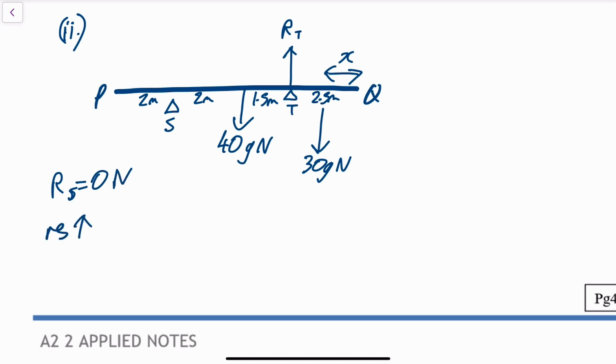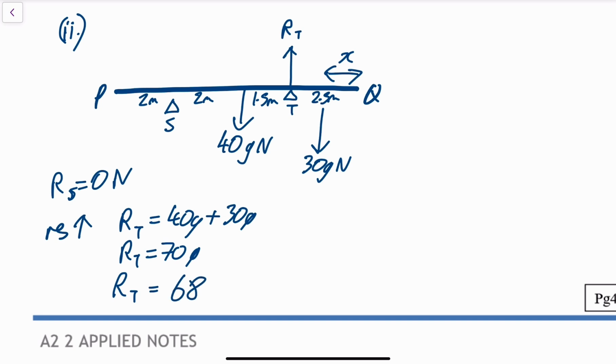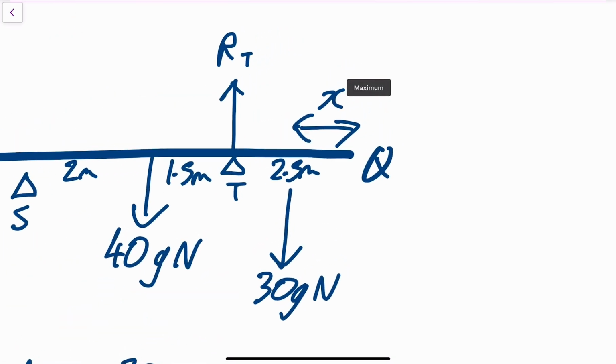We'll resolve vertically, and you're left with just RT is equal to 40g plus 30g, so 70g, and then we'll work out what that RT is. So 70 times 9.8, and that is 686, if I can read my calculator right, 686 newtons.